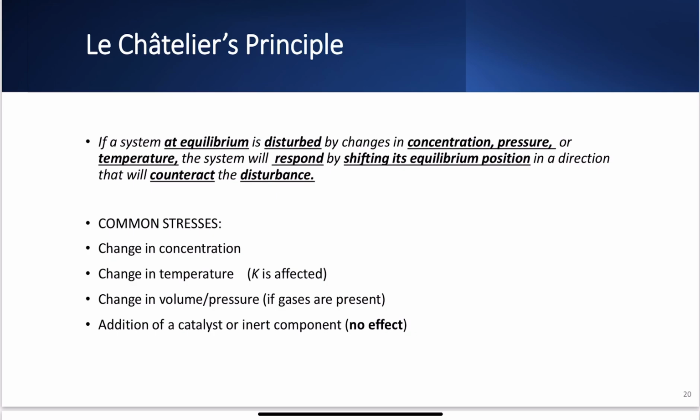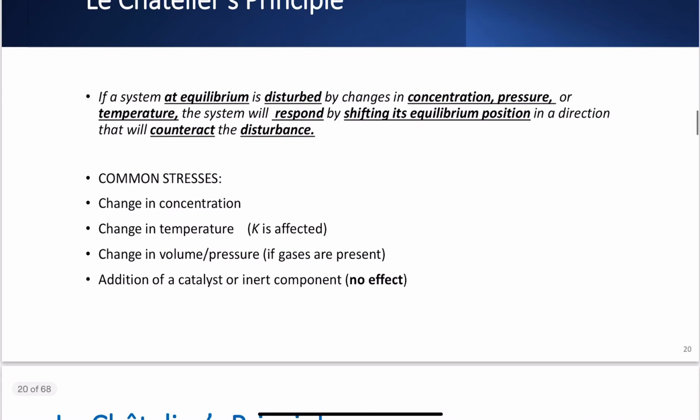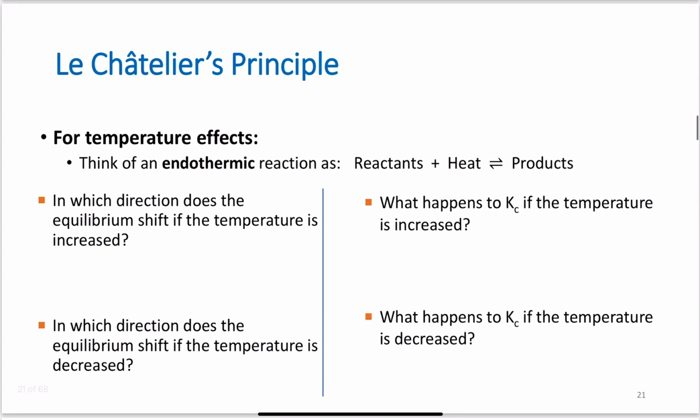So basically, the system had already reached an equilibrium state or a steady state, and he made some adjustment to it. He changed the concentration in a reactant or a product. He compressed the system or expanded the system. He changed the temperature. When he did this, it caused the system to adjust itself and establish a new equilibrium. So common stresses include change in concentration, change in temperature, K is affected by this, change in volume and pressure if gases are present. Addition of a catalyst, though, has no effect, and we will talk about that a little bit as well. So let's go ahead and apply it.